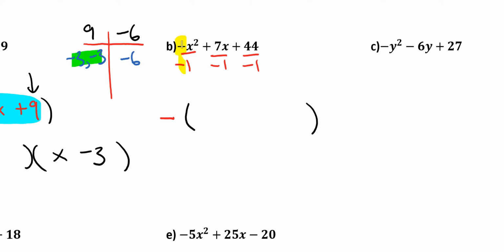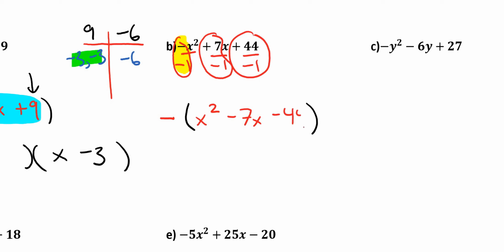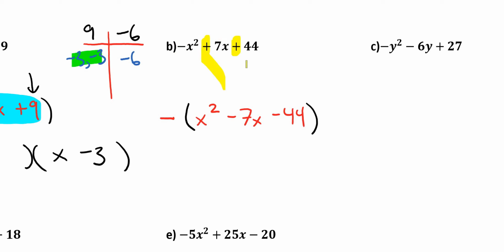So ask yourself, I have two negative signs, so if I have two negative signs right here, then what's left is positive, so positive x squared. 7 divided by -1 is -7x, and 44 divided by -1 is -44. Once again, you'll notice that the signs change to the opposite signs, and this negative here is positive to start off the bracket, and that's because we're pulling out the minus sign at the front.